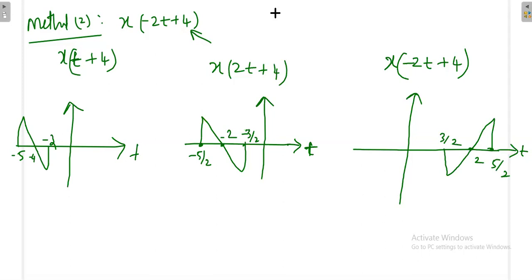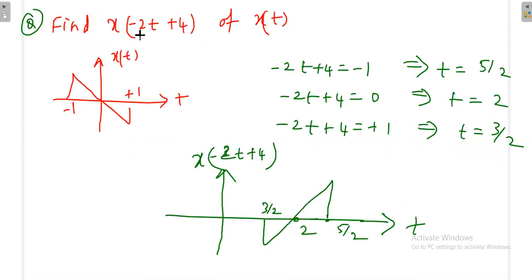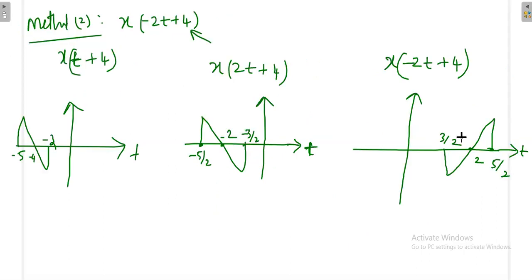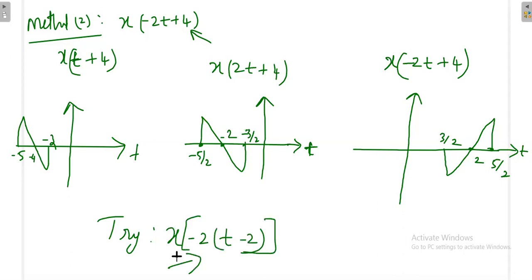Now we'll compare. Already I have found out what x of -2t plus 4 is. This is the answer. Now I'm getting the same answer. There are many methods; you can go by any one of them. You can also try another method: take -2 outside. Then you will get it like this, so from this direction you have to go. First you apply the reversal, then scaling, then shifting. Then also you'll get the same answer.